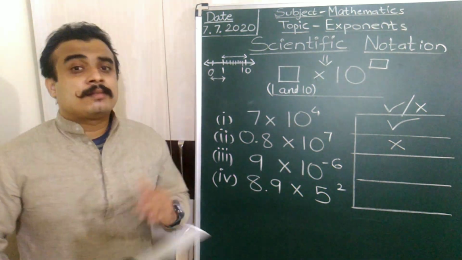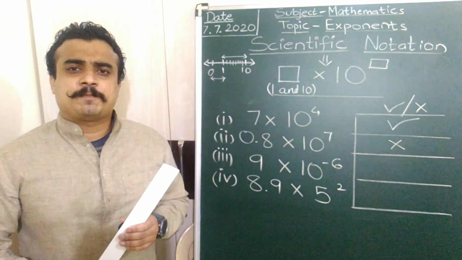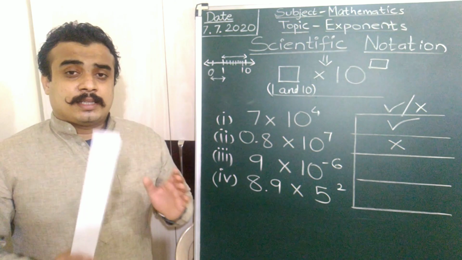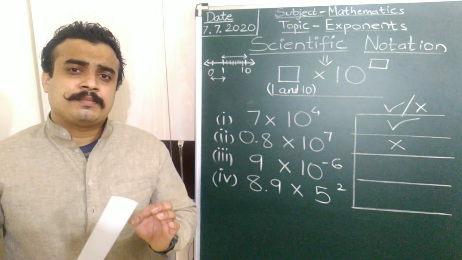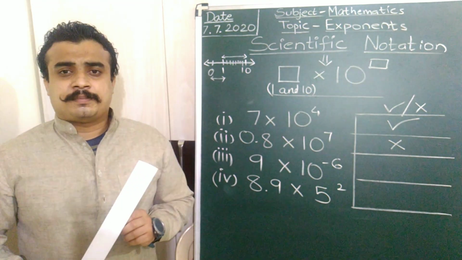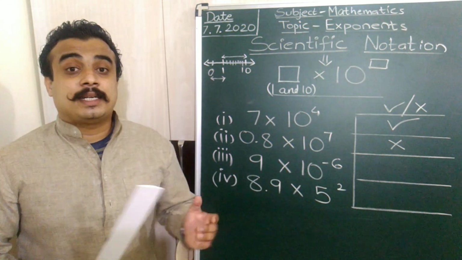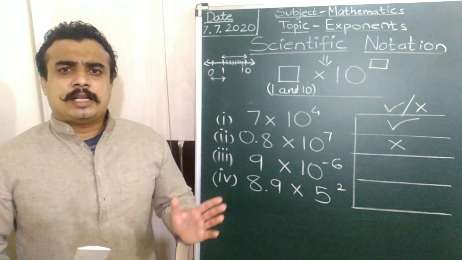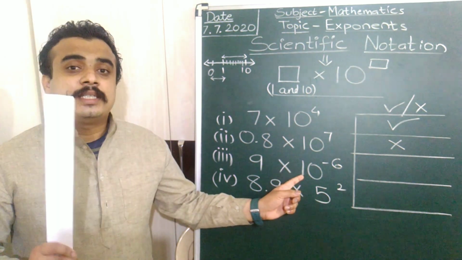Now we go to the second part, that is 10 raised to the power minus 6. As we have discussed, the power can be negative. The only thing is that it should be the power of 10, and here we have the power of 10 only. So 10 to the power minus 6 is a negative power, and then also it is okay. But the base should be 10.